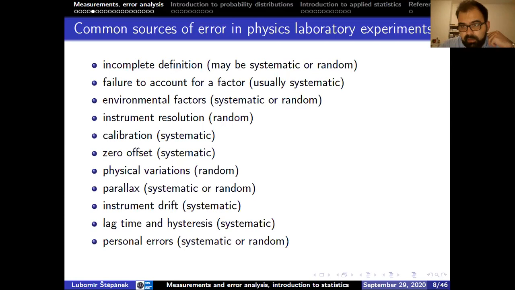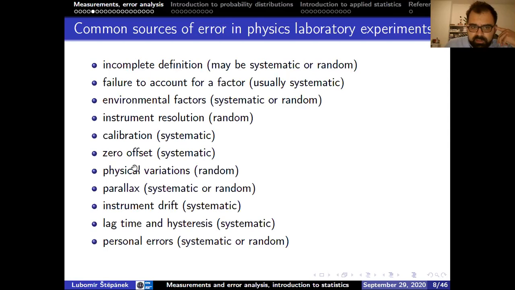Instrument resolution, calibration, zero offset. This is related to your instrument, and it's pretty clear. You know that measuring instruments really need to be recalibrated from time to time, just to keep their precision as high as possible. Zero offset means that the calibration of zero should still be appropriate. It should still be precise, as I was saying at the beginning. Instrument resolution is also very similar to these two issues. They are usually systematic. Instrument resolution could be random because it could be a change in both directions.